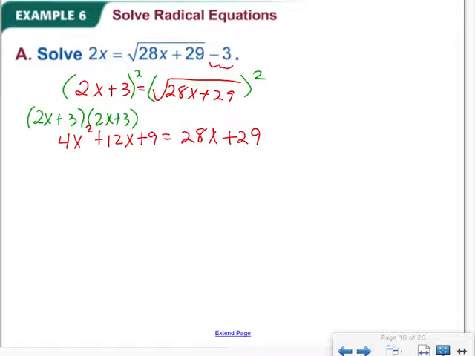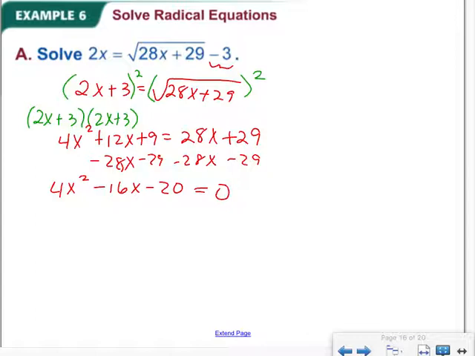Now, this is a quadratic. Our highest power is a 2. So when solving it, we want to get everything to one side and get it equal to 0. So let's move the 28x and the 29 over by subtracting 28x from both sides and subtracting 29 from both sides. That will leave the right side equal to 0. And wherever you can get your squared term to be positive is where you want to leave it. So that's why I put everything to the left. And so we get 4x squared minus 16x minus 20.